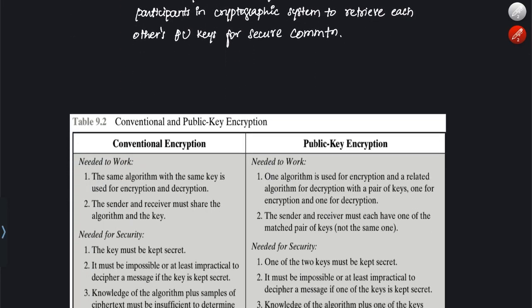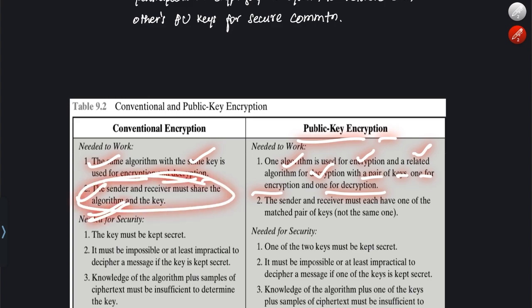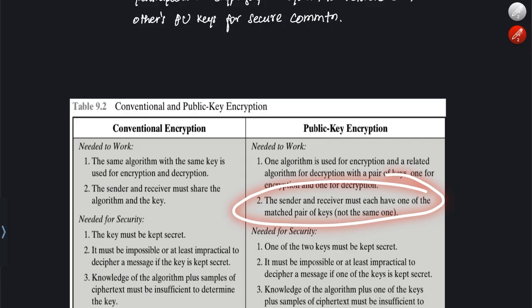Next, we have the differences here. Basically, the differences between conventional encryption and public key encryption. Conventional encryption means the same algorithm with the same key is used for both encryption and decryption, whereas public key encryption means one algorithm for encryption and a related algorithm for decryption, and two different keys, one for encryption and one for decryption. Here the sender and receiver must share the same algorithm and the same key. Here the sender and receiver must each have one of a matched pair of keys. They may not be the same one.